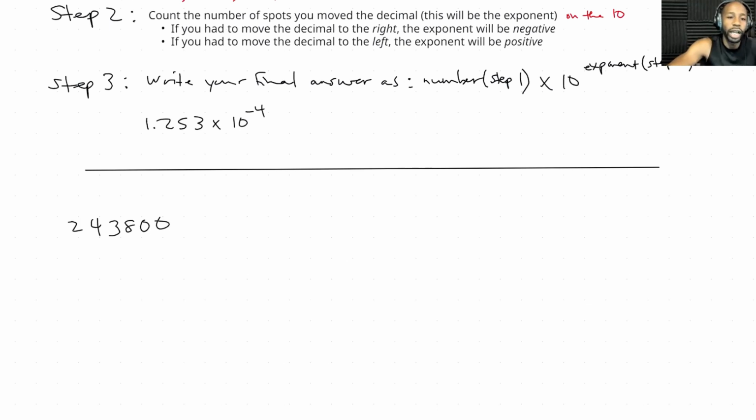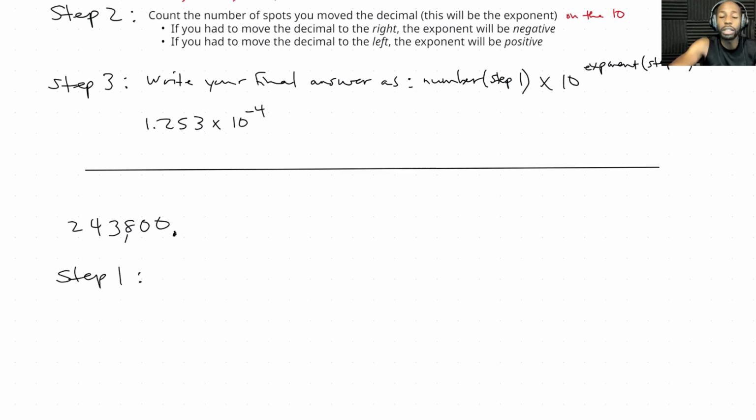That's 243,800. All right. We want to write this in scientific notation. Step one is we want to move the decimal. Remember, with a whole number like this, the decimal is always here on the right, even if it's invisible. That's where it is.